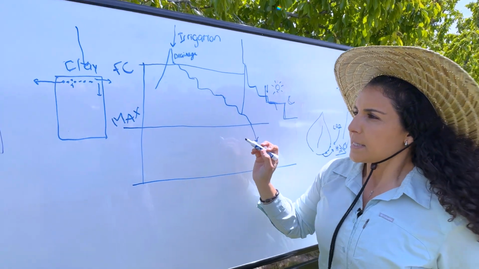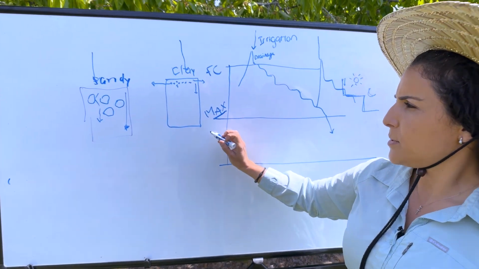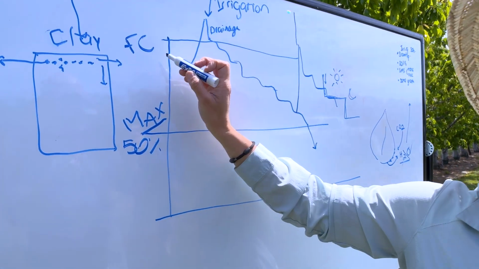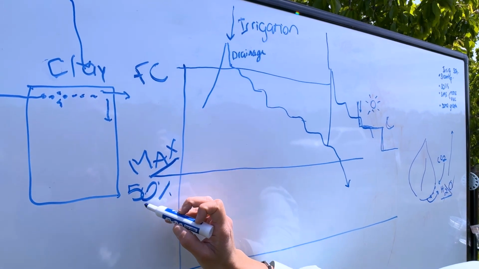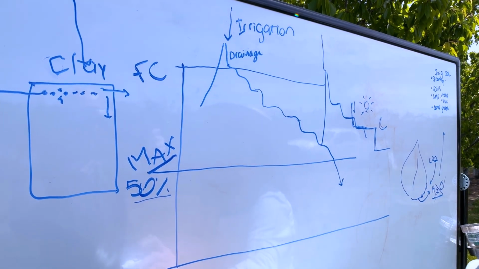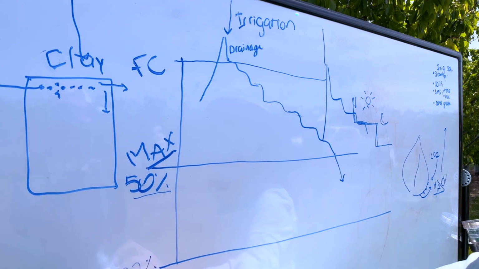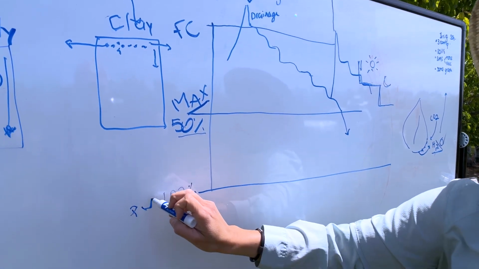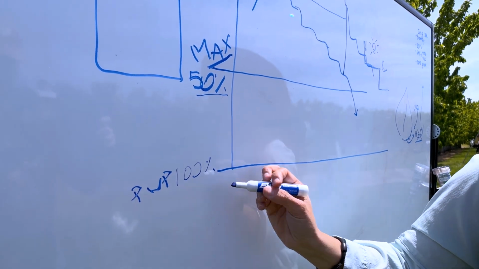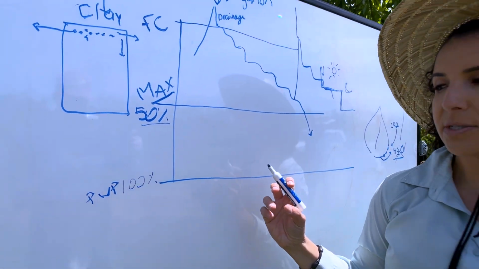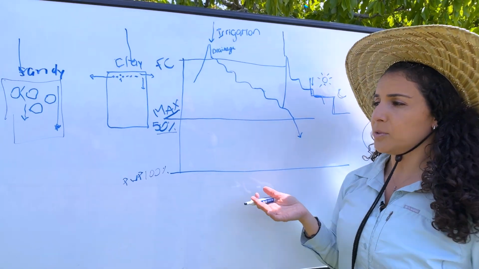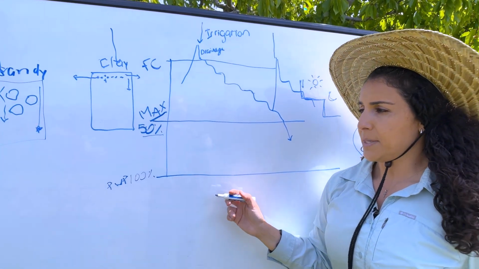This maximum depletion level in terms of percentage is about 50% of the total amount of water. So this is field capacity, and this is maximum allowable depletion. If I allow the depletion to be 100%, for example, it will be the permanent wilting point, and this is what we want to avoid. This is pretty much zero water available to the plants, because water adheres directly to the soil particles, so there's no more water available for the plants to take up.